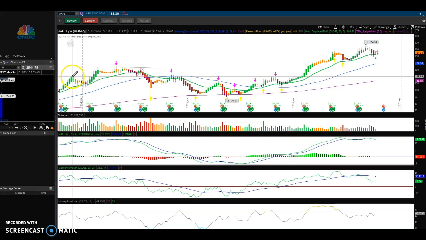See right here where Apple's hitting right here? This was the first high Apple hit. All right. This was the first high. Then you had a pullback here. Then you had the next high. Then you had all this dip, dip, dip.